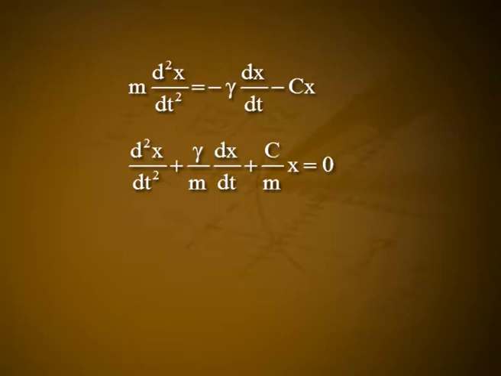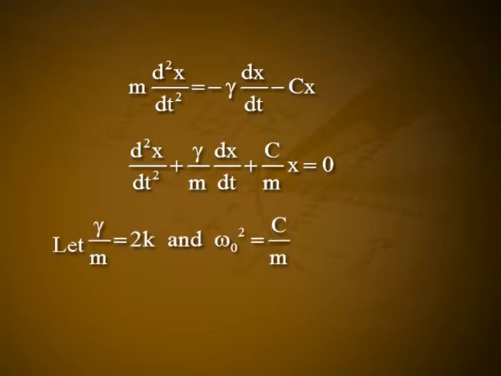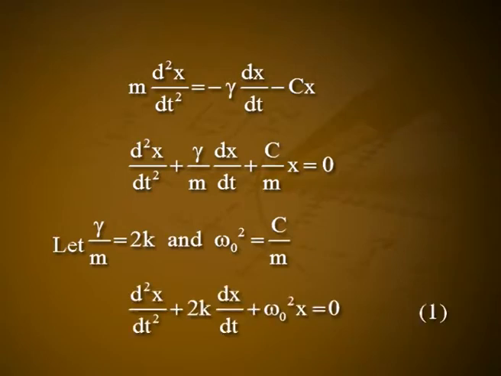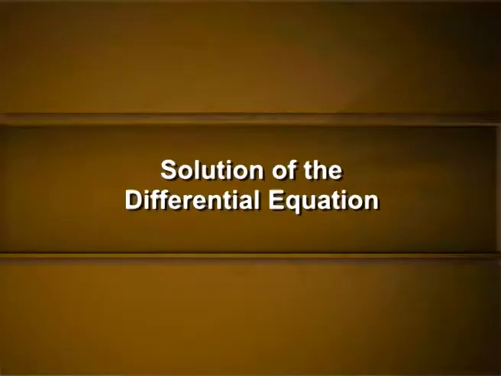d square x by dt square plus gamma by m into dx by dt plus c by m into x is equal to 0. Let gamma by m equal 2k and omega naught square equal c by m. d square x by dt square plus 2k dx by dt plus omega naught square x is equal to 0. Let it be equation number 1. k is the damping constant and omega naught is the natural angular frequency of the oscillator in the absence of damping. Equation 1 represents the differential equation of damped simple harmonic motion.